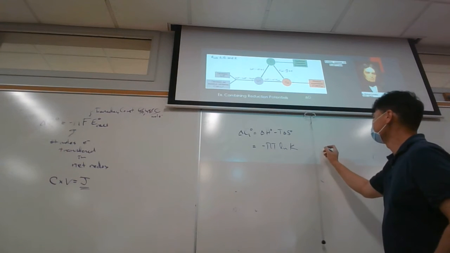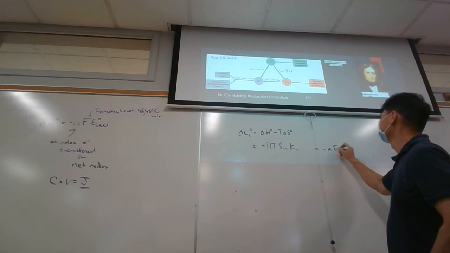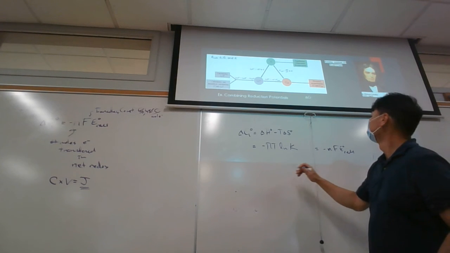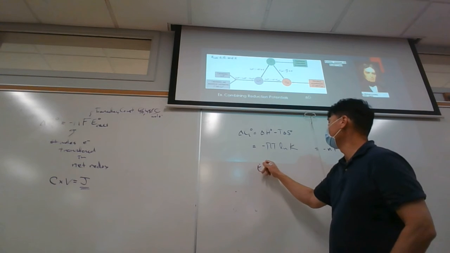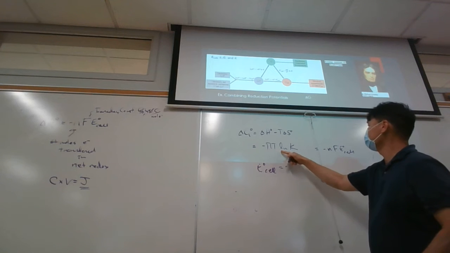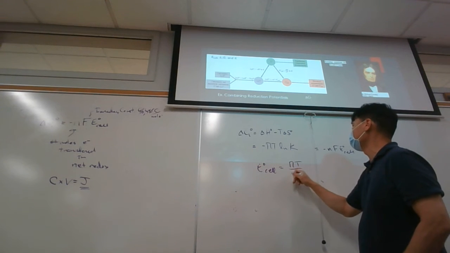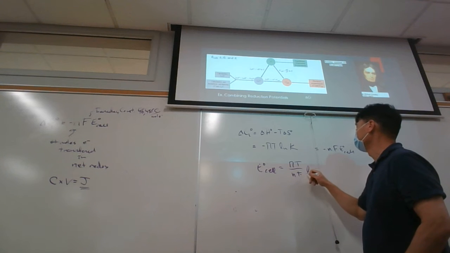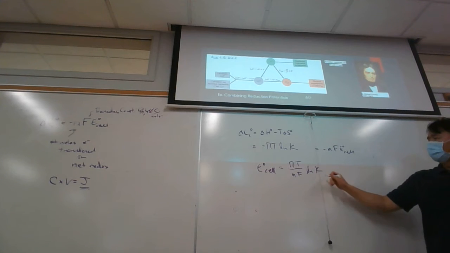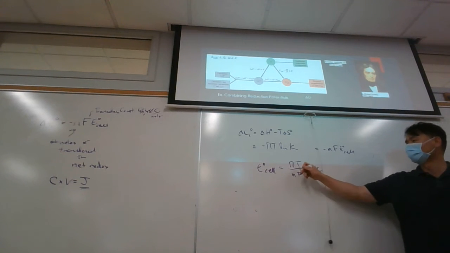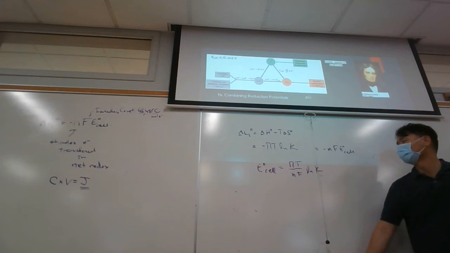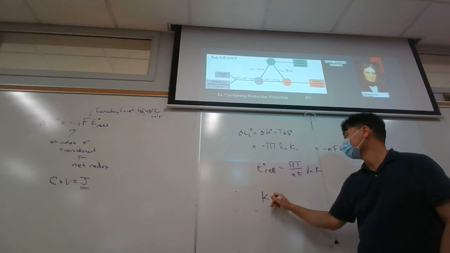Which means that this is equal to minus nFE naught of the cell, which means that E naught of the cell is equal to RT over nF, ln of K. So if we know the equilibrium constant and we know the temperature, then we can figure out what the cell voltage should be. Or we can figure out what K is.